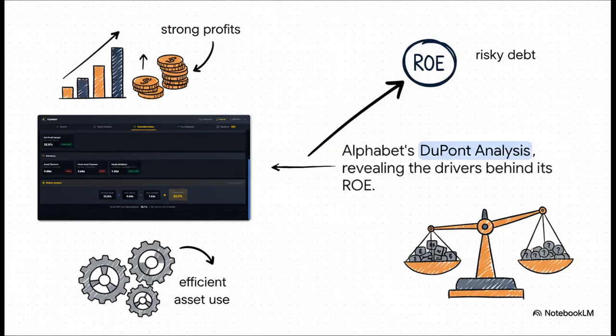And this visual just lays it out perfectly. You can see the formula right there. Net profit margin times asset turnover times equity multiplier equals ROE. So this immediately answers that critical question: is this company's high return coming from awesome profits, or from using its assets really efficiently, or is it just taking on a whole lot of risky debt?